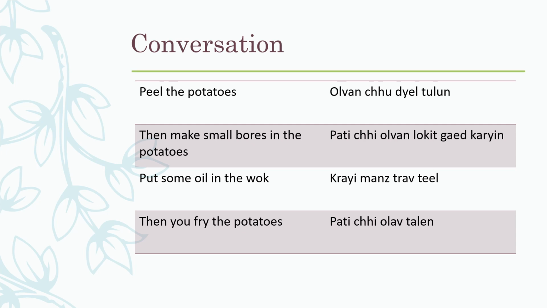Put some oil in the wok. Grai mans trav til. Grai is wok. Mans means in. Trav means to put. And til is oil. Then you fry the potatoes. Patch olav talin. Pat means then. Talin means fry.